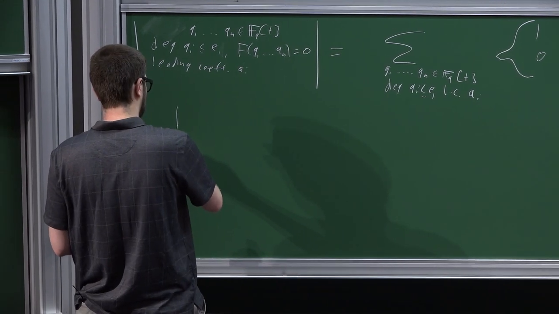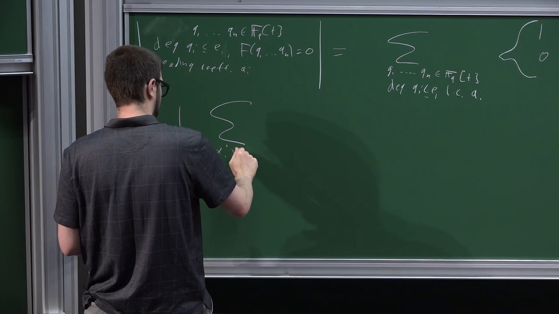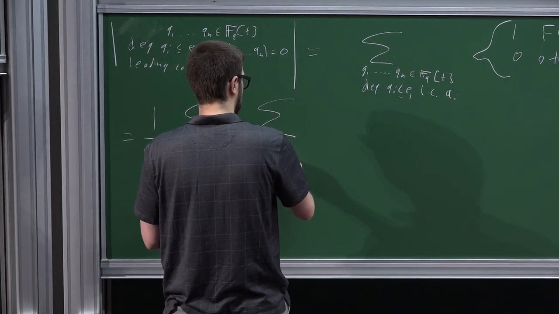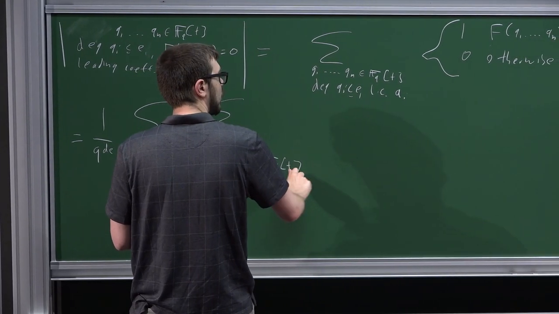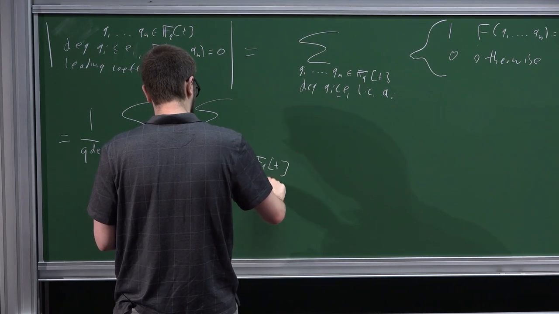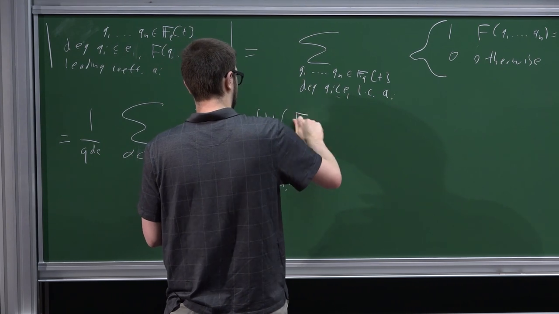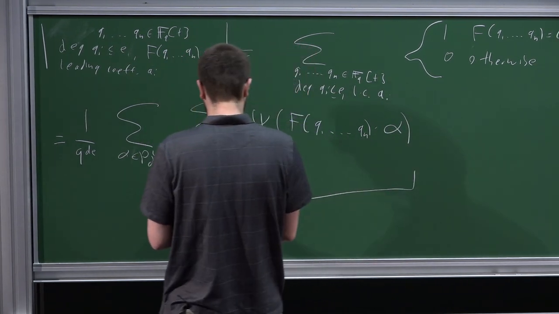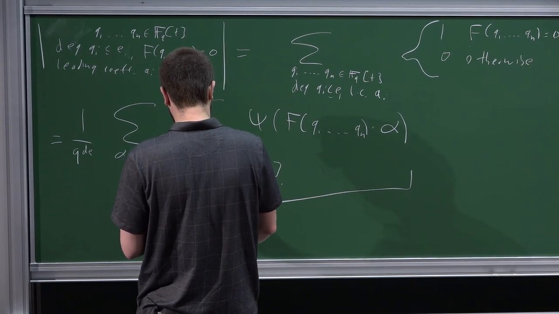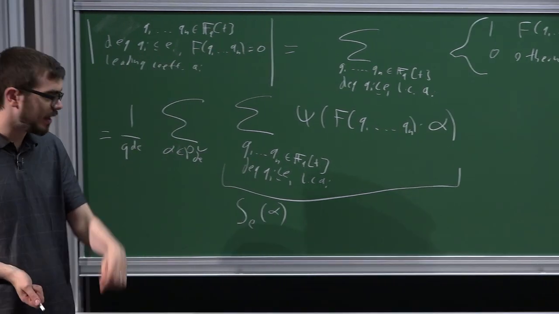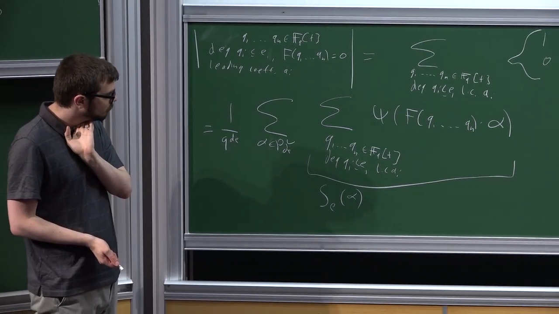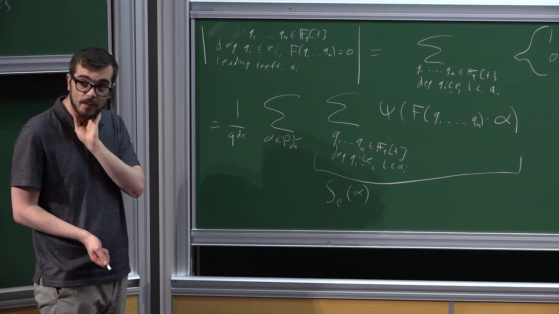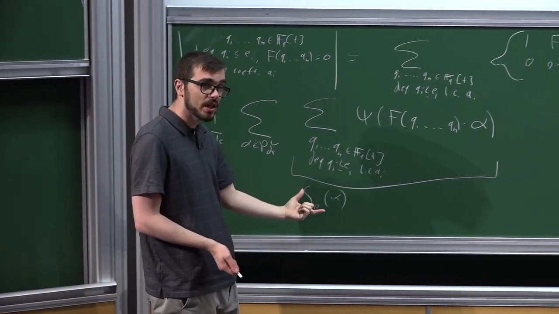So you get 1 over q to the d out front, sum over alpha in the dual of P_{<d}, the sum over g1 through gn in F_q[t], degree g_i less than or equal to e, leading coefficient a_i, psi of f(g1 through gn) dot alpha. And I'll call this S_e of alpha. It depends on some other stuff, but I'll suppress the dependence on other things. So what we've done is transformed the counting problem into a sum of these functions, S_e of alpha.